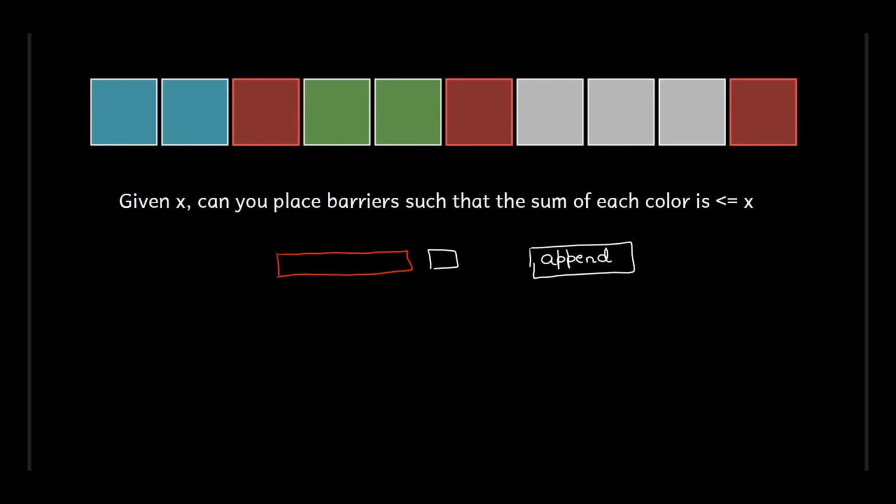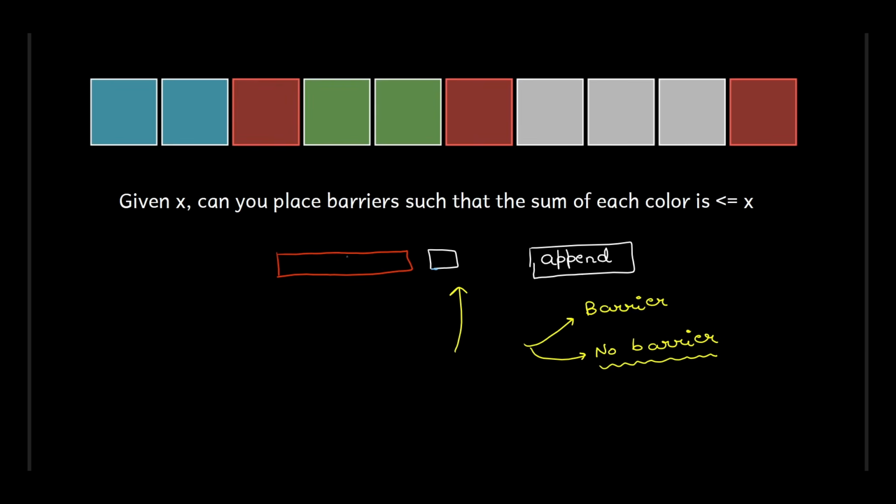Now if you are appending an element, there can only be two cases. This element can either be a barrier, or it's not a barrier. So first let's consider the case where it is not a barrier. If it is not a barrier, what information do you need to figure out if it is okay to place this element without converting it to a barrier?